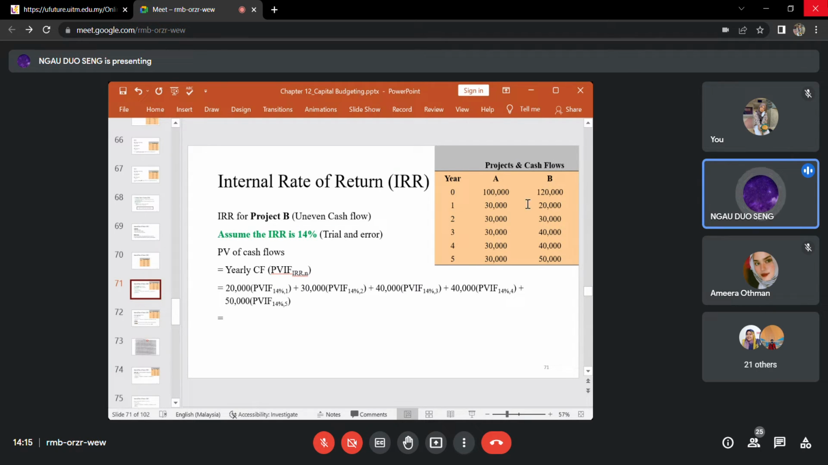So cara dia sama, we have 20,000, then we have the present value interest factors, right? This one is normal punya, this one is not annuity. So we are using the present value interest factors normal table, 14% and then n equal to 1. Then 30,000, sama lah until year 5. So now you take out your table and calculators, you calculate for the present value for the cash flow, right? You calculate now.